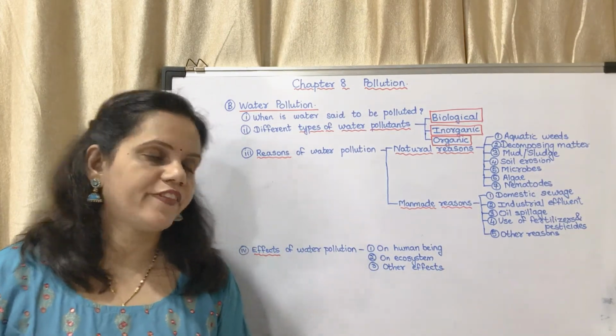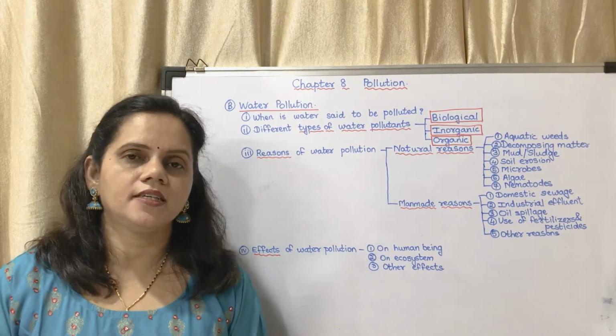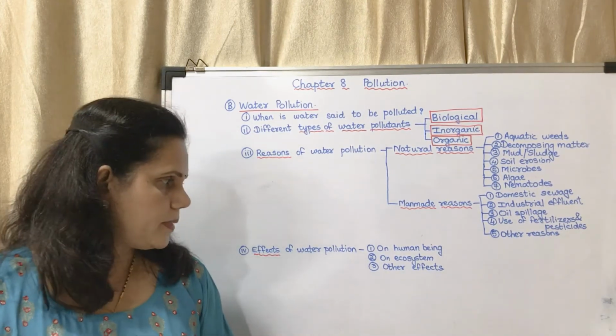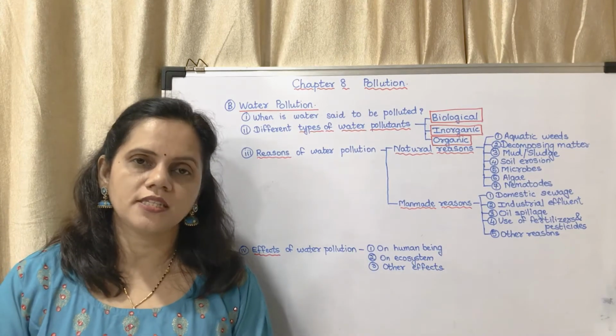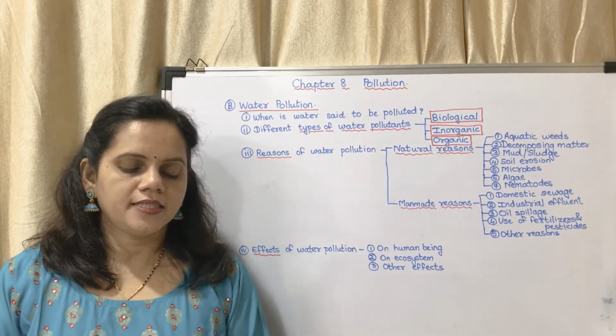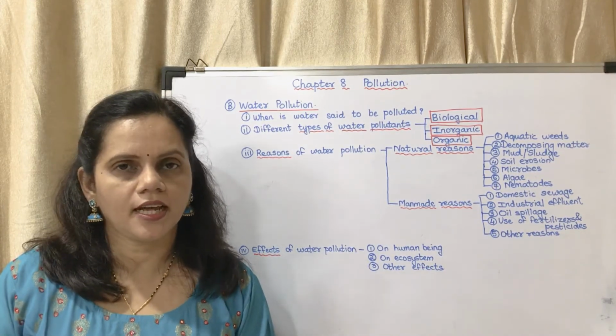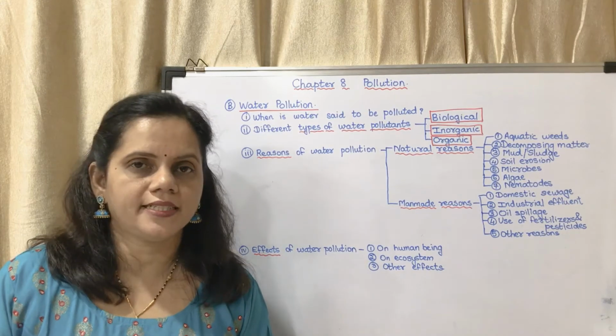Now the next is effects of water pollution. They have given 3 effects: effects on human beings, effects on ecosystem, and other effects. What are the effects on human beings? Diseases like hepatitis, typhoid, diseases of skin and alimentary canal. Alimentary canal means digestive system.